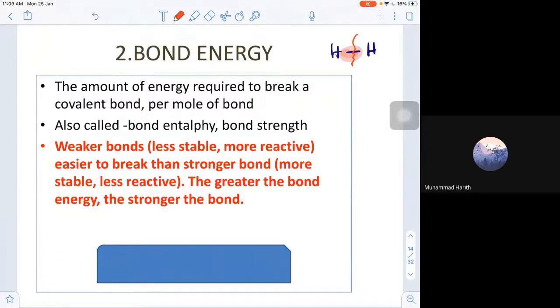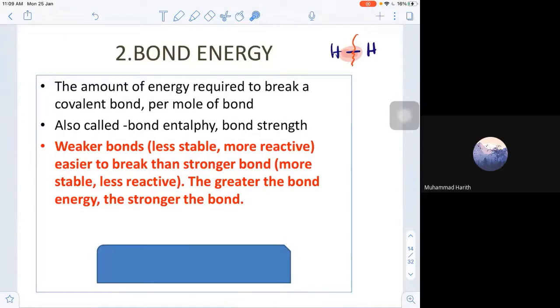Of course, if we have a weaker bond, a bond that is weak, it means that the bond is unstable. It is less stable. So when the bond is less stable, it makes the molecule also less stable, and that molecule will be more reactive, easier to react.